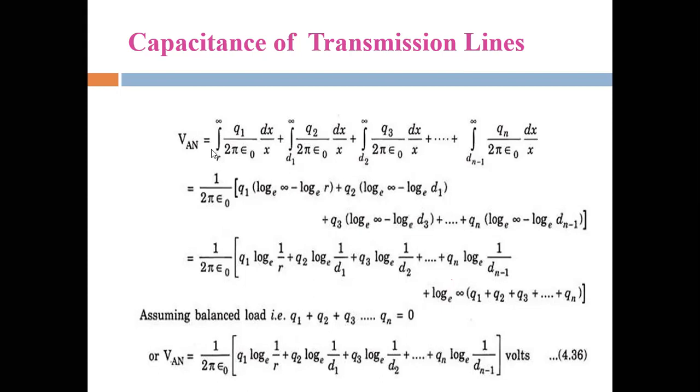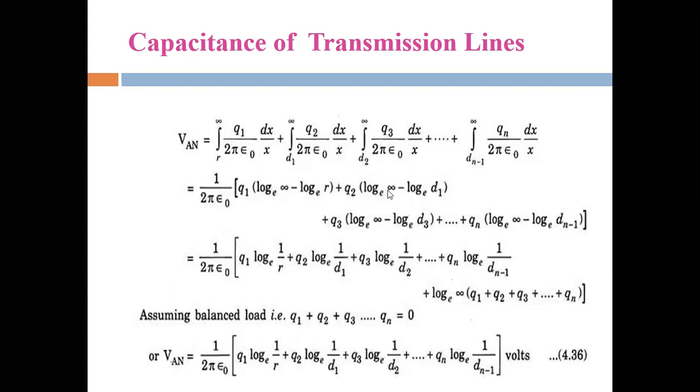This is the potential difference of conductor A itself, and this is conductor B. Due to conductor B, some potential difference is obtained in conductor A, and this is the potential difference across conductor C. Some potential difference is obtained due to conductor C, and so on up to the n point, there is some potential difference between conductor N and A.